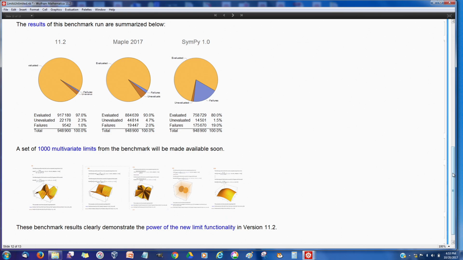So we have been testing on a large scale. We've tried to do our best to look at textbooks, other sources, etc. And I really think that these benchmarks are now telling us that limit in version 11.2 is extremely powerful, well documented, well tested, ready for universal use. So it's very satisfying that it's all ended this way.